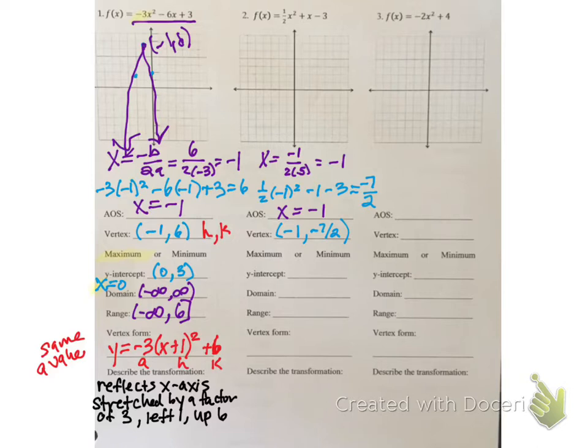I do not. Then does it open up or down? I look at my a value. My a value is positive, so it opens up. Therefore, it is a minimum. If I'm going to plot this point, I would go left 1 and then down about 3.5, like right there.